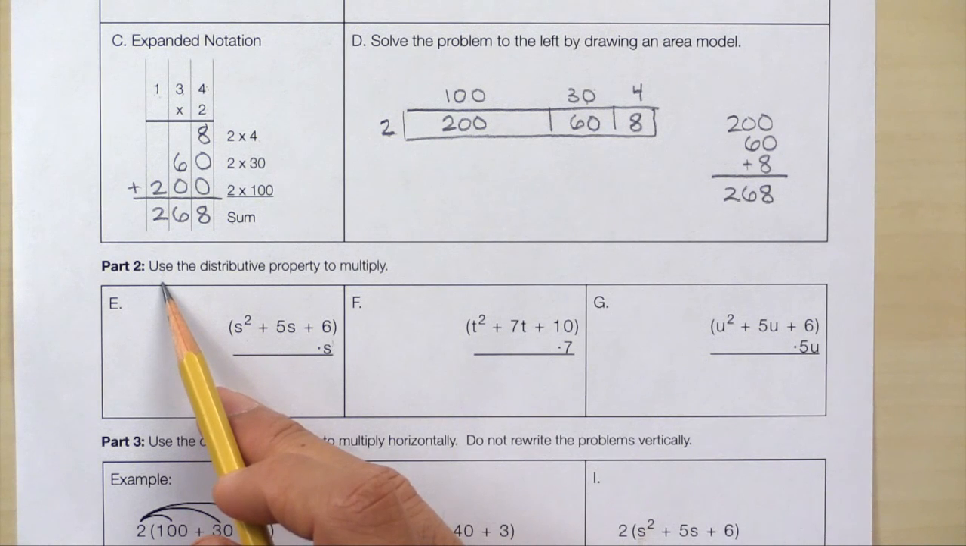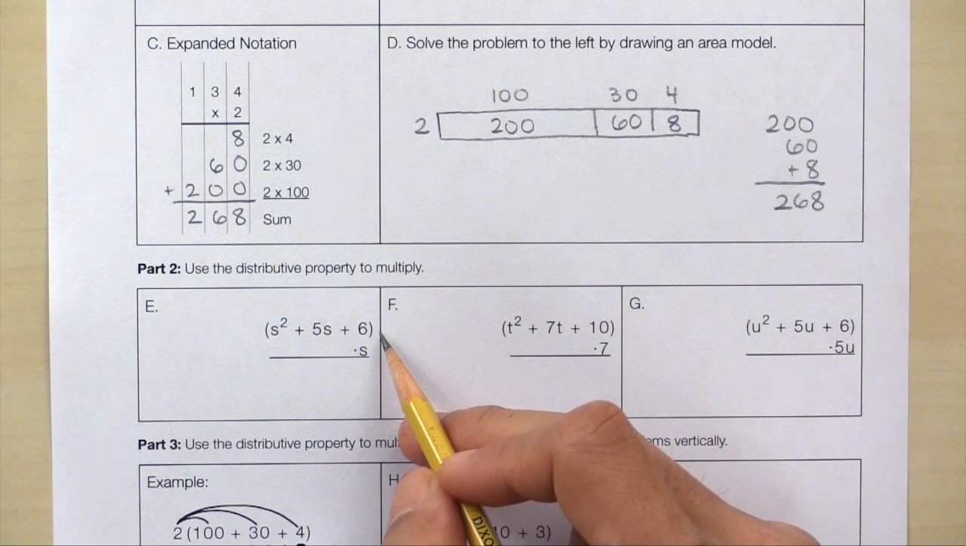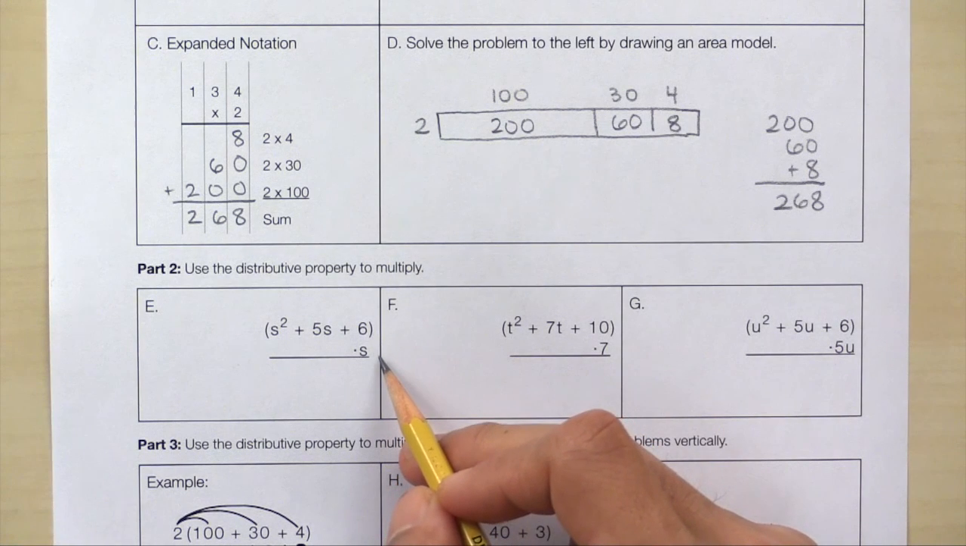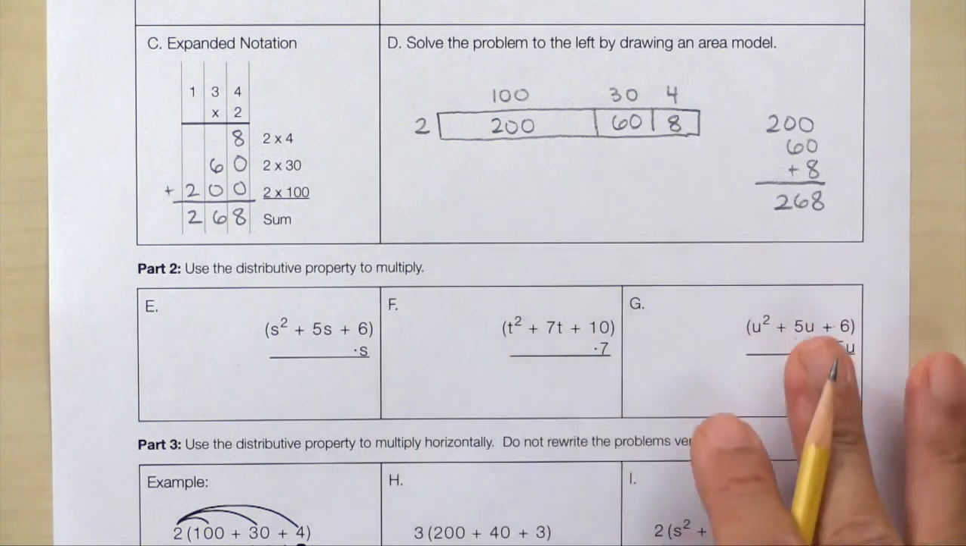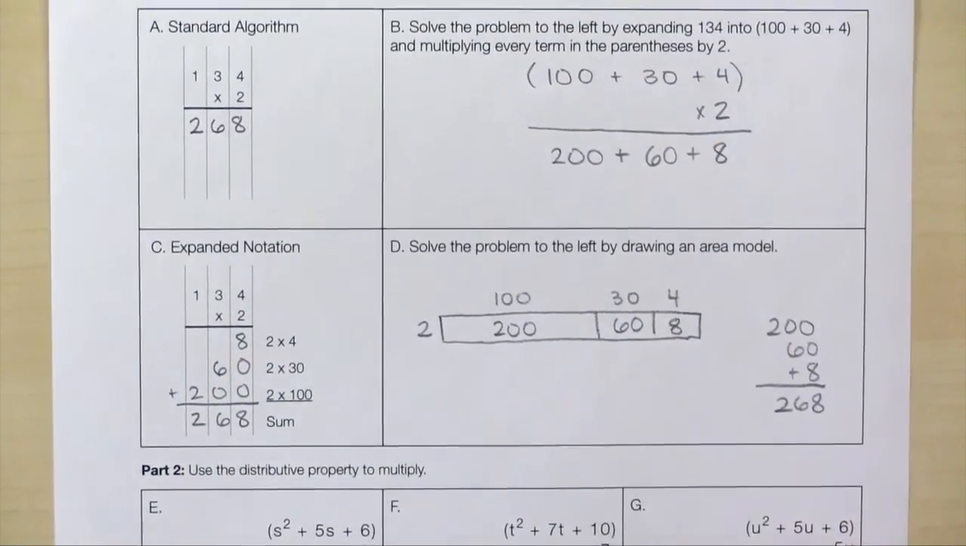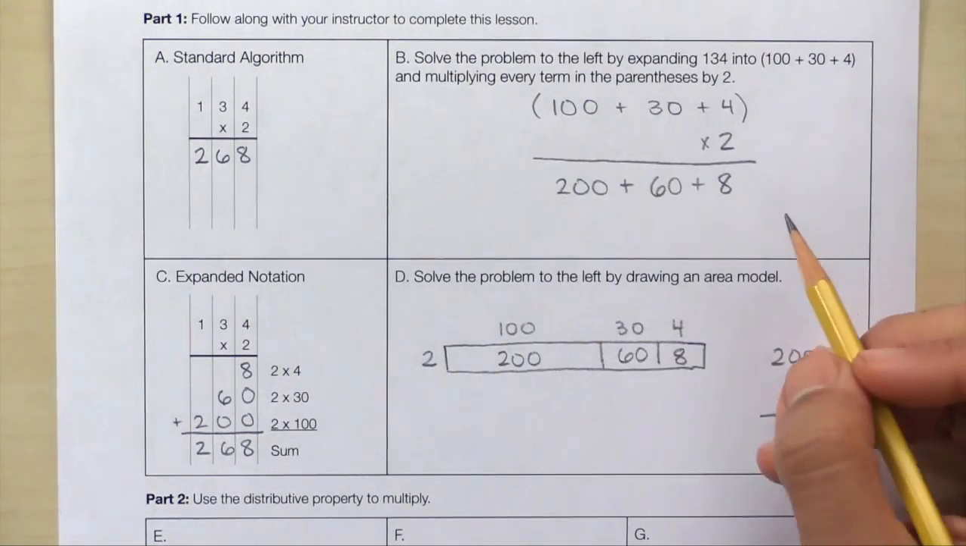Here's part 2. Use the distributive property to multiply. Take a look at box E. Here we have s squared plus 5s plus 6 times s. And it looks complicated at first, so just recognize that we've completed a problem just like it earlier here in box B. So let's use the same steps to multiply.